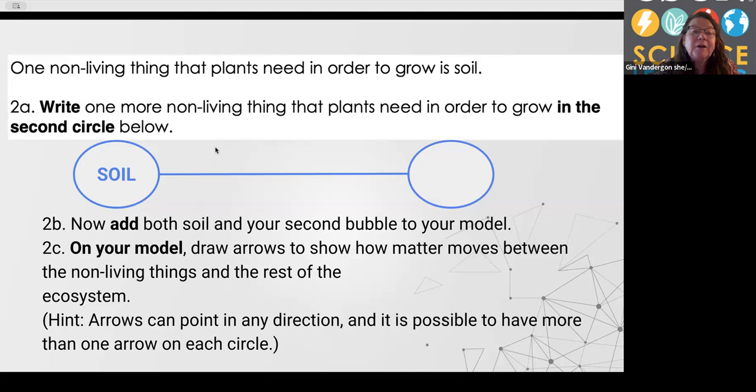So in this second part, we know that there's also non-living things involved in this ecosystem. And in fact, one of the things is soil. And how can soil contribute to plant needs? And what is another non-living thing that plants would need? So on this model, you'd be asked to draw arrows to show how the matter moves and think about some of those non-living things and the rest of the ecosystem. Any ideas? Quiet bunch today.